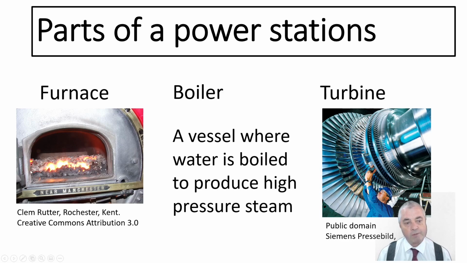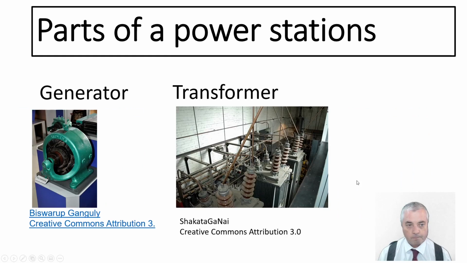So the furnace is where the fuel is burnt. This is not a furnace from a power station. It's actually a furnace from a static steam engine, so it's much smaller. The boiler is where the water is boiled to produce high pressure steam. Here is a turbine. You see what I mean? It's got a central axle which has got quite a big diameter, and then it's got lots of blades like a propeller, but many blades which make it turn when the steam goes past.